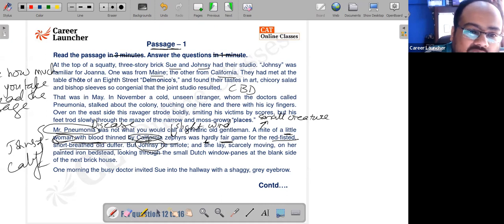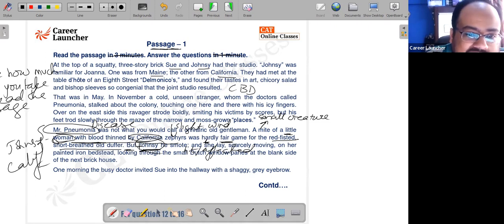And which women are we talking about? We are talking about John C. Right? Because that is what it says in the next sentence using the word but. Why are they using the word but? It says that the woman was hardly fair game for Mr. Pneumonia. But still, John C. he smote. Smote means hit or affected. But still, John C. got affected by pneumonia. John C. fell ill from pneumonia.